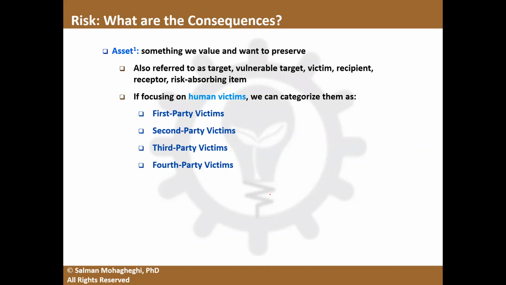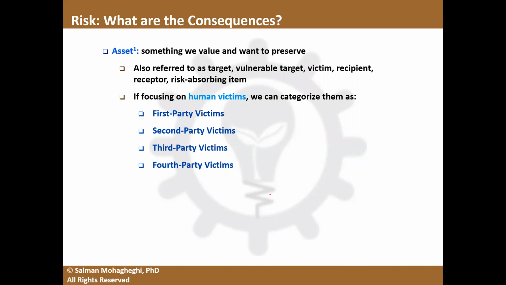First party are people who are directly involved in the operation of the system. Think the operators of a nuclear power plant. Second party system victims, these are people who are related to that system as users. So they have no real influence on how the system works or what it does, but they will be exposed to the risks. An example of this would be passengers on an airplane. So these are second party victims.